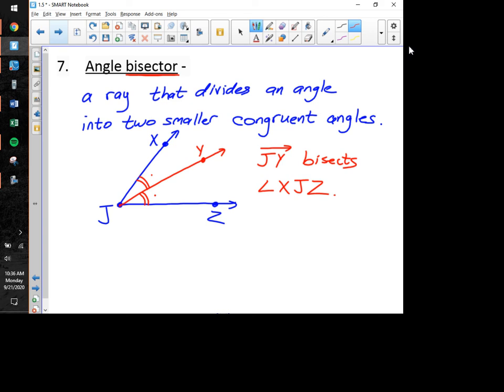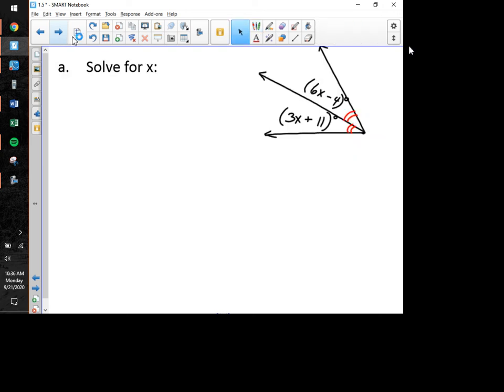Ray JY bisects angle XJZ because it comes out of the same endpoint, the same vertex, and it created two smaller congruent angles. All right, so with that in mind, one more example and then we're done for the day here, everybody. So we're going to solve for x in this figure. So what do we see? The first question you guys might want to start asking yourself, and I think you've done this already with the angle addition postulate, is how many angles do we have in this figure?